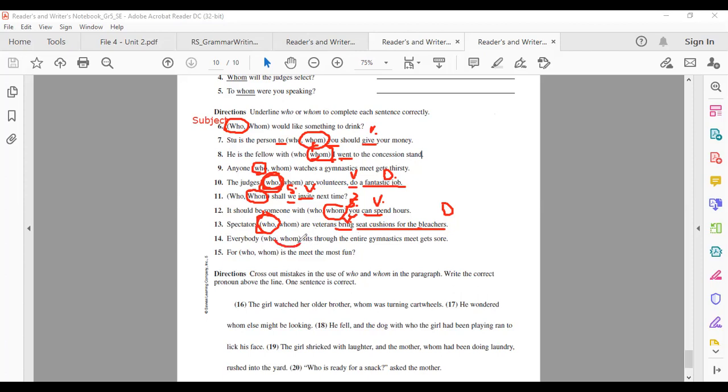Why did you pick it? Is it whom? No, it's not whom. Sorry. No, no. Where is the verb? Tell me the verb. It's not by guessing. Where's the verb? Gymnastics. Verb.